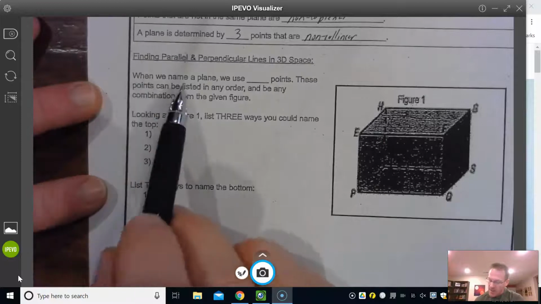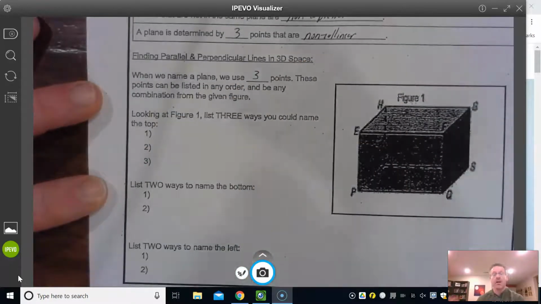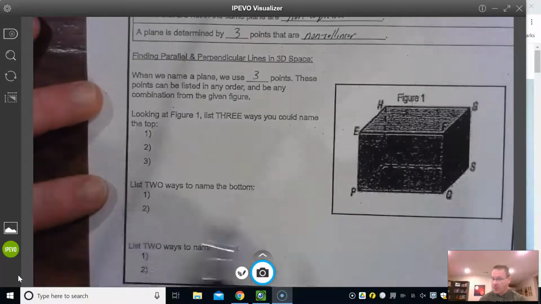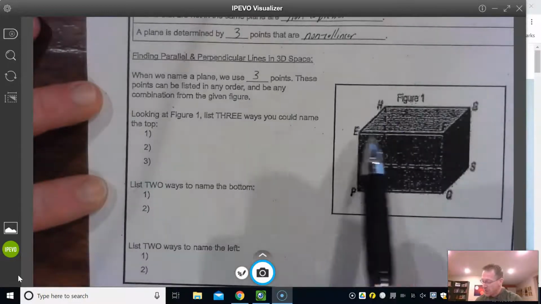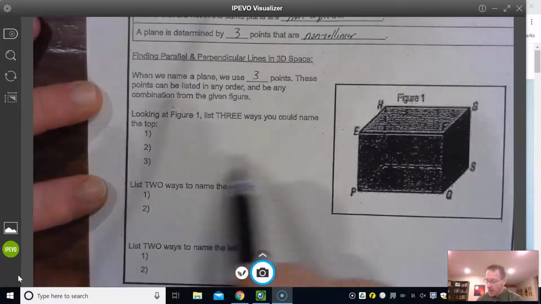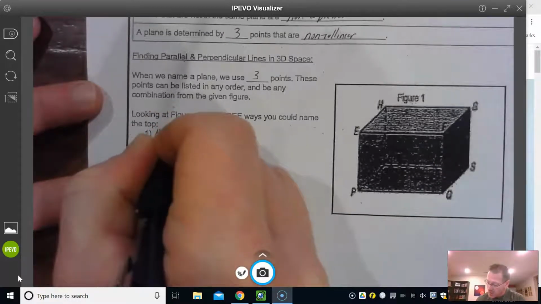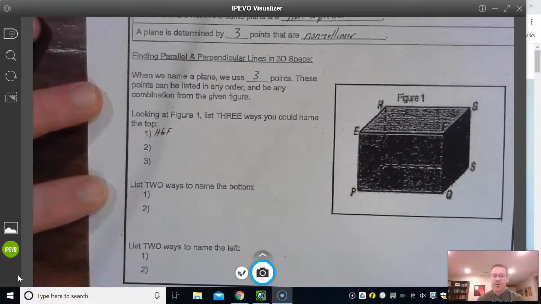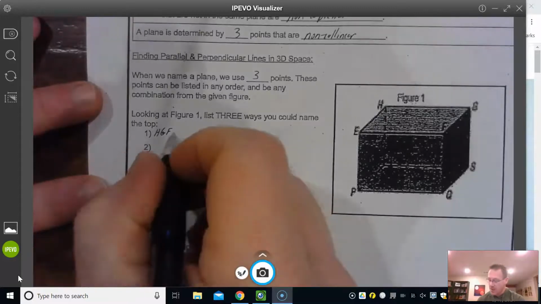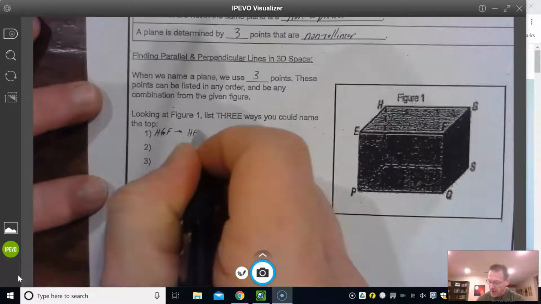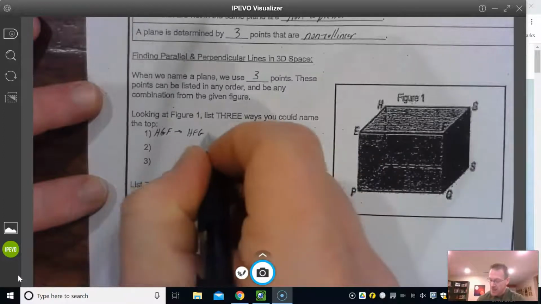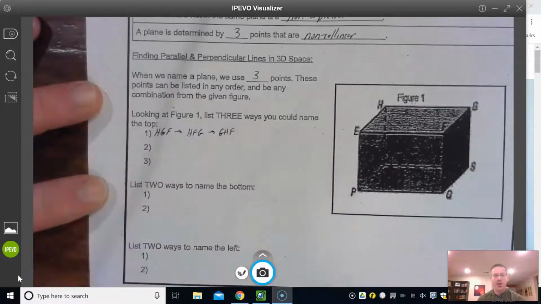When we name a plane, we use 3 points, and we said we need 3 non-collinear points, okay? And what you need to understand is that there are multiple names that could refer to the same plane, because we can just pick 3 random points within that plane. For example, when we look at the top of this box, I see for sure 4 points here, right? So I could name this plane as HGF. And notice, even with HGF, there are multiple ways to arrange that. With those same 3 points, I could have said HFG. I could have said GHF. So notice just with those 3 points, there's multiple ways to name the plane.